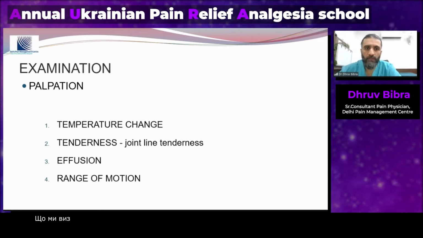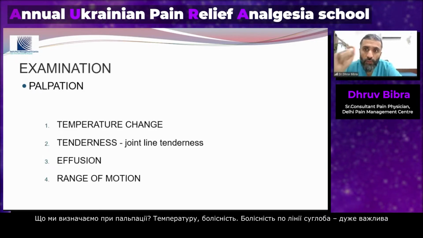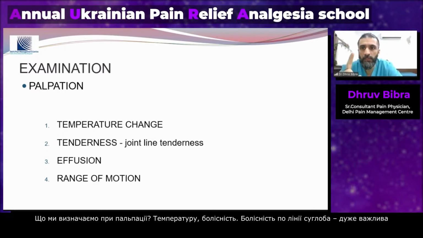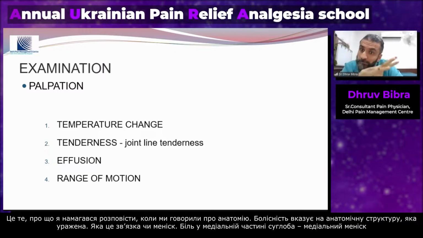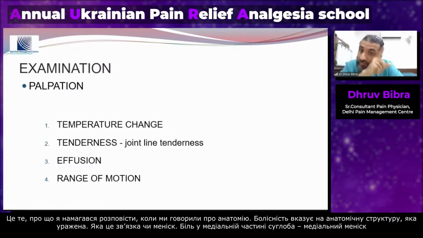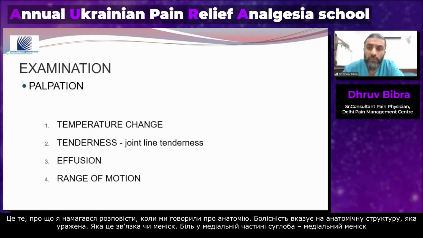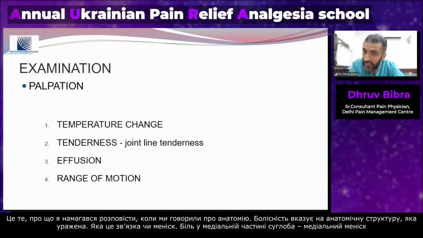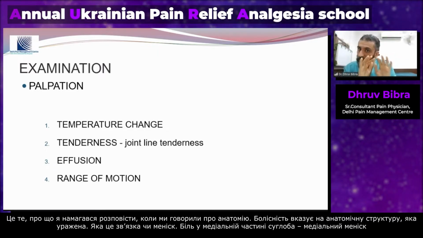Now, what do we palpate? We palpate the temperature and tenderness of the joint line. Tenderness is extremely important, and this is what we discussed when I was trying to discuss the anatomy also. Tenderness will give you an idea about the diagnosis, what has gone wrong, which bursa has gone wrong, which tendon has gone wrong, which menisci has been torn. So that will give you an idea.